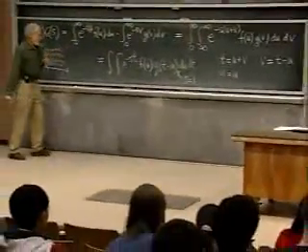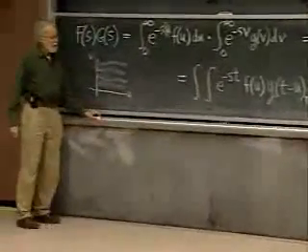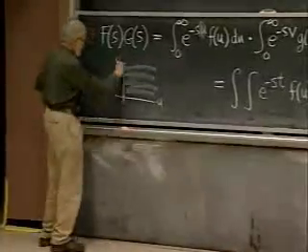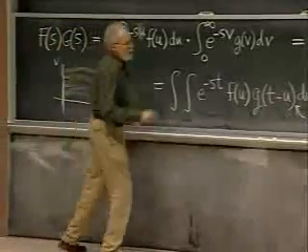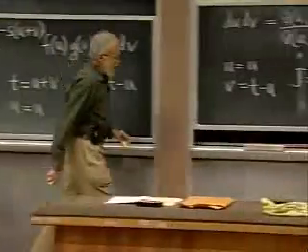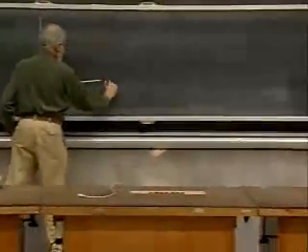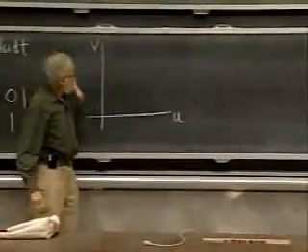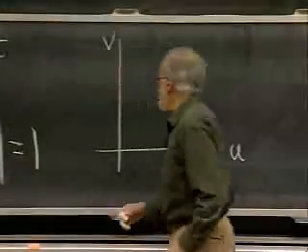Now, more serious, and in some ways, I think for most of you, the most difficult part of the operation is putting in the new limits. For that, you look at the region over which you're integrating. I think I better do that carefully. I need a bigger picture. So here are the uv coordinates, and I want to change these to ut coordinates. The integration is over the first quadrant.